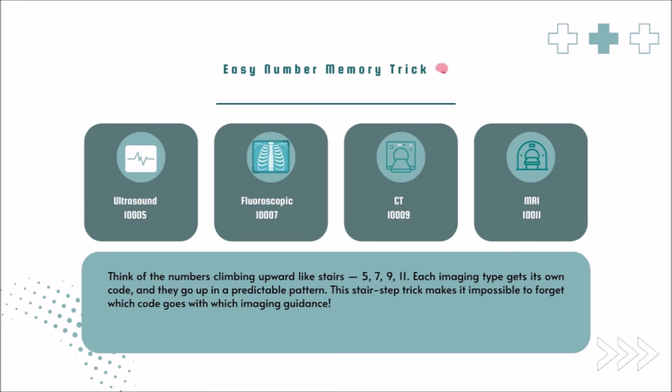So here's an easy number memory trick. Ultrasound 10005, fluoroscopic 10007, CT 10009, and MRI 10011. Think of the numbers climbing upward like stairs: 5, 7, 9, 11. Each imaging type gets its own code and they go up in a predictable pattern. This stair-step trick makes it impossible to forget which code goes with which imaging guidance.